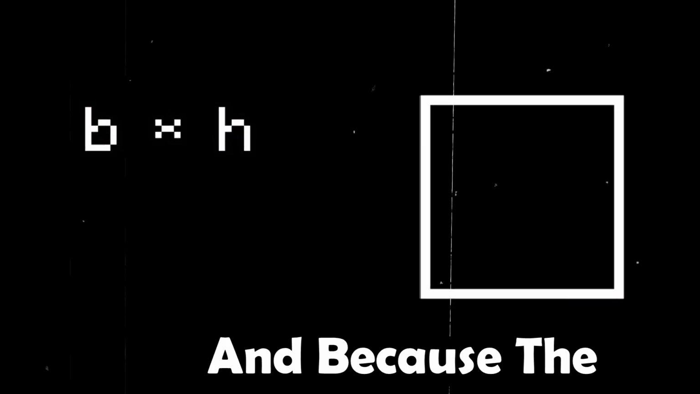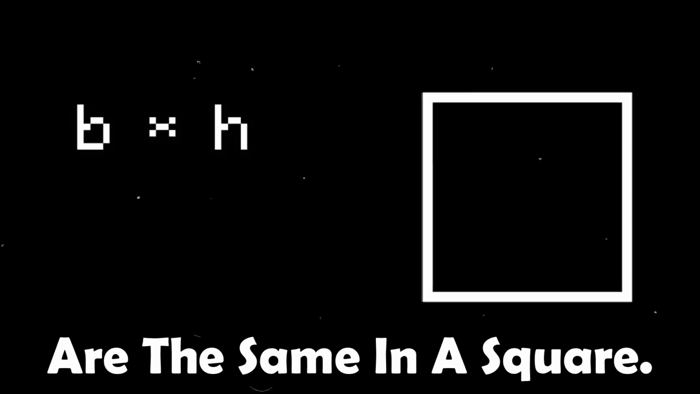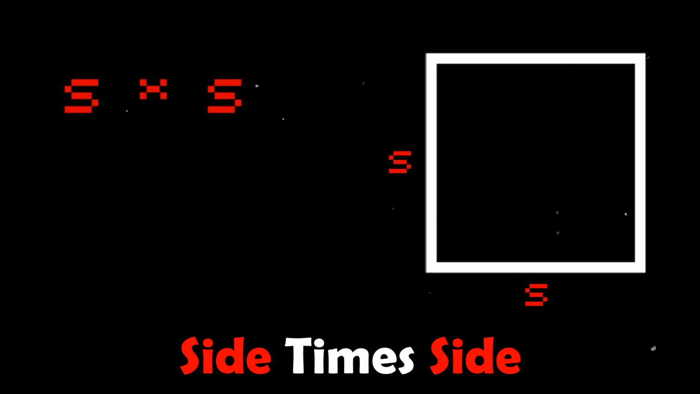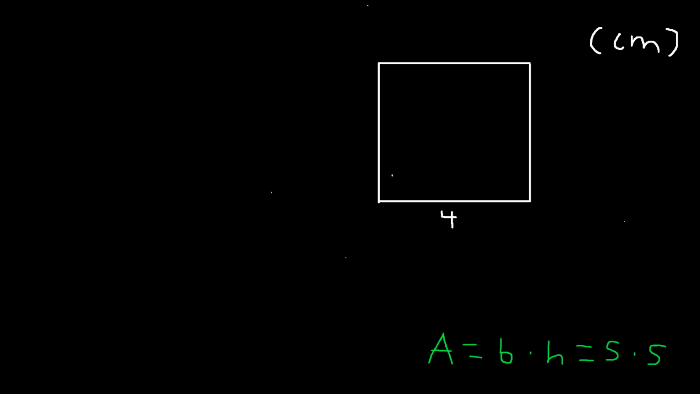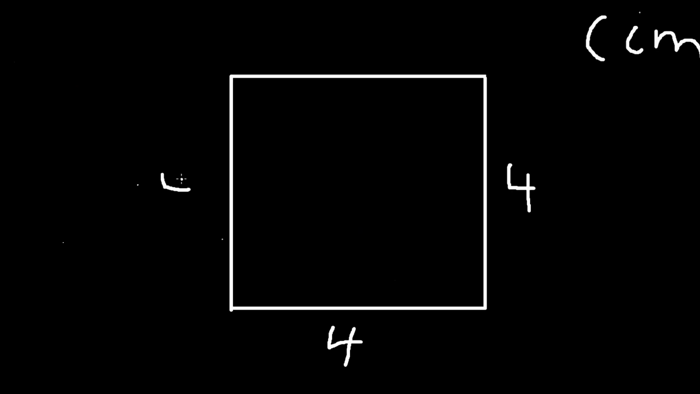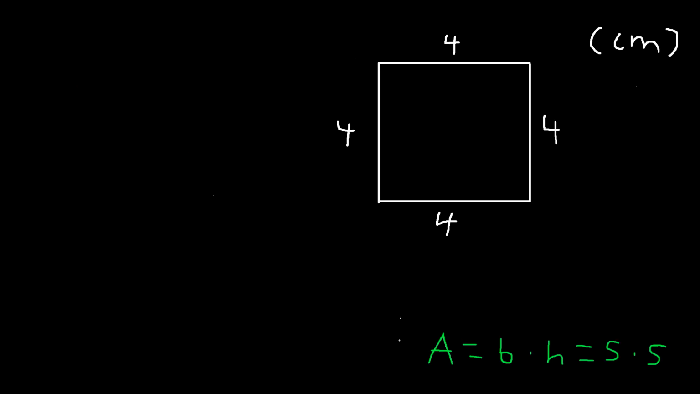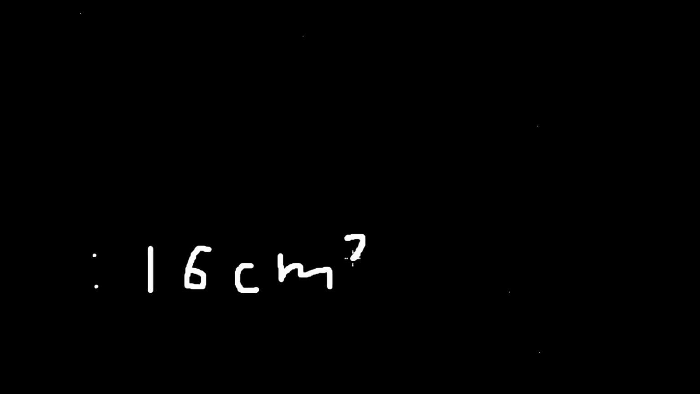First, let's start with how you calculate the area of a square. The formula to calculate the area of a square is the base times height. And because the base and height are the same in a square, you can say that the formula is side times side. This square has a side length of 4 centimeters, which means that all sides are 4 centimeters. So what you do is take 4 times 4, which is 16. And the answer is 16 square centimeters.